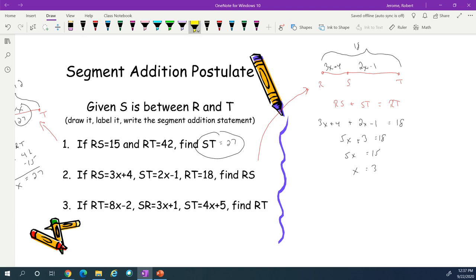And now reread the question. It says find RS. So I need to take that answer and plug it back into RS. RS, they told me, was 3x plus 4. Well, 3 times 3 plus 4, and RS equals 13. That is the correct answer. I need to find my x and plug it back in.